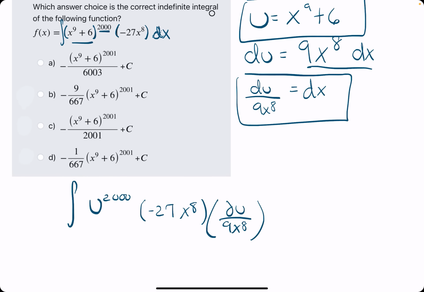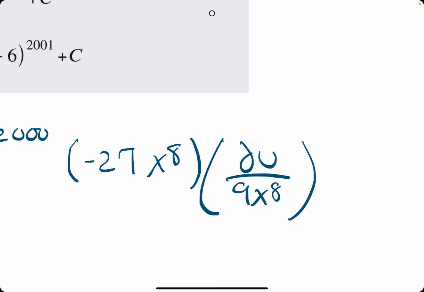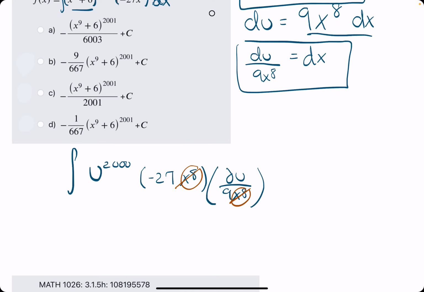So we make these substitutions with u and dx, and then keep in mind our goal is to eliminate all the x terms, getting everything in terms of u and du. So we see we have an x to the 8th over an x to the 8th, and so they can cancel. And so what we're left with is negative 27 over 9, which is just negative 3. Inside the integral or outside, really you could pull a constant out if you wanted to. And so all we're left with is negative 3, u to the 2000th, and du.